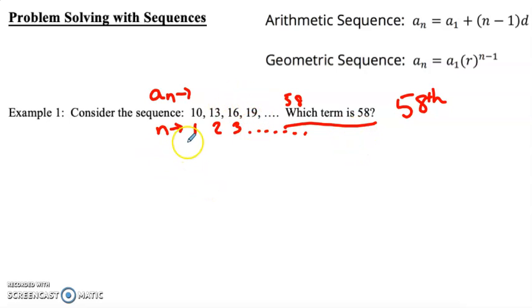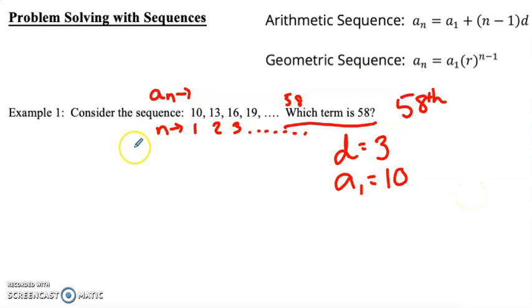So first off, we need to figure out, is this arithmetic or is it geometric? Okay, so looking at this, I can see that they are adding 3 each time. So that means it's arithmetic, so I have a common difference of 3. And I know to write an equation, I just need to find my a sub 1 term, which is the first one, which is 10.